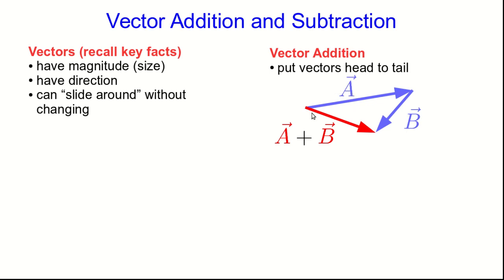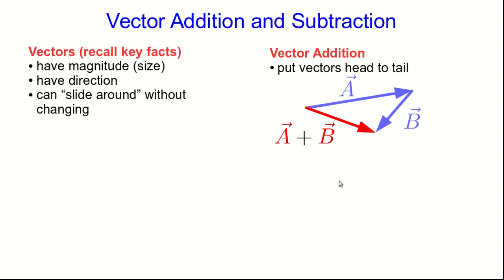In what sense is this addition? Well, think of it this way. If you started here and walked along this vector and then along this vector, it has had exactly the same effect on you as if you had started here and walked this vector instead. And so we say this vector is the result of doing these two, of adding them together.